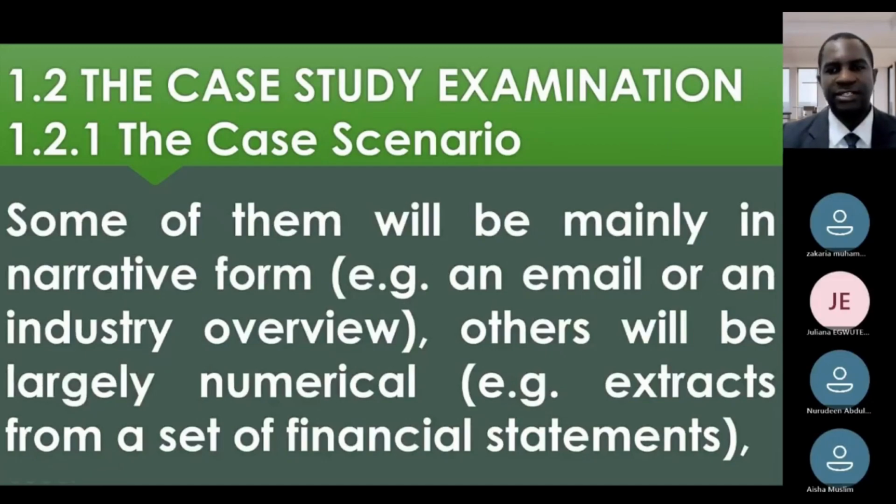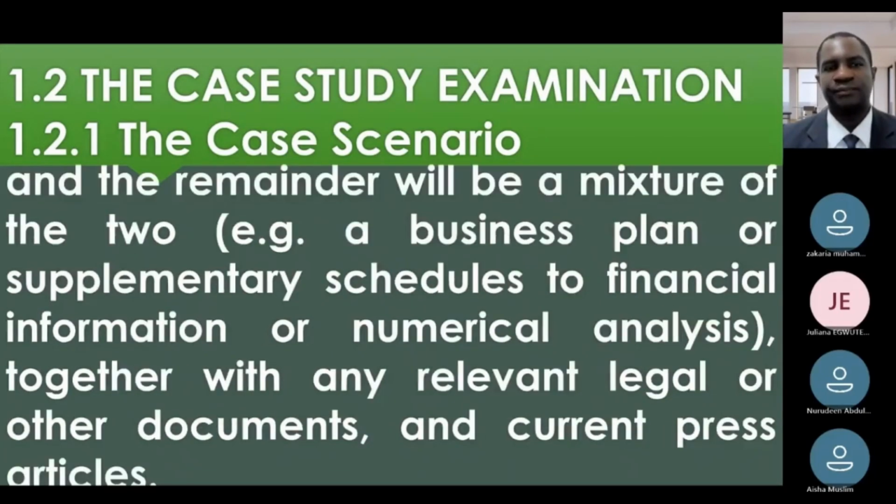Some of them will be mainly narrative, maybe an email from your boss on the industry overview of the company you are looking at. Others will be largely numerical, maybe a set of financial statements, a 3-year financial summary, depending on which financial statement is provided: the SCI, the SFP, the SCF, notes to the accounts. Largely, these are the predominant financials provided mainly in requirement 1.